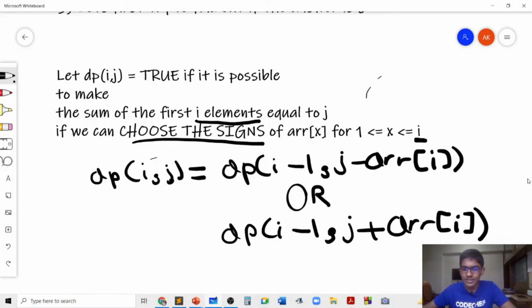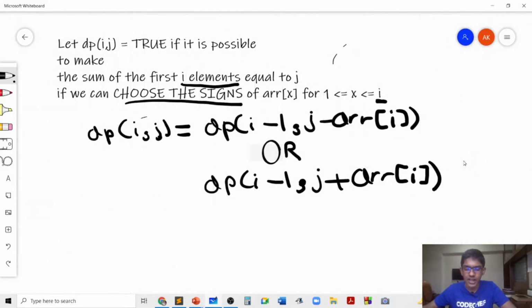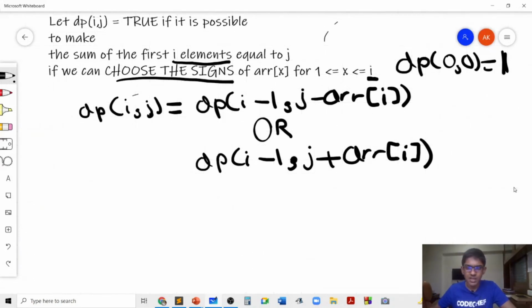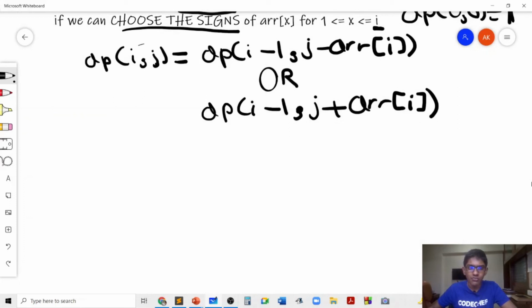Now, although this dp recurrence is correct and the base cases can be found out simply, we can just set the base case to be dp[0][0] is true, all the other dp values are false for obvious reasons. And although this dp is correct, we actually need to optimize this dp a bit, so I'll be mentioning the two optimizations immediately. The first optimization is that j minus array[i] can actually become negative, and we don't want to handle negative indices in our dp table.